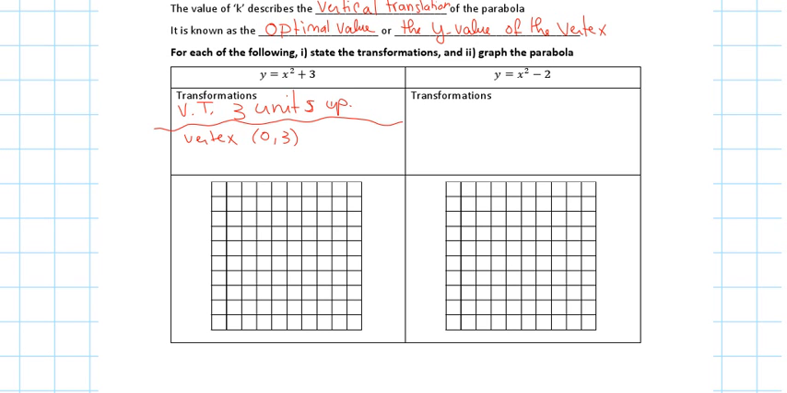Good. Now, step pattern? 1, 3, 5. Are they going to be any different? No, because what's my A here? 1. And the only time the step pattern is going to be affected is if A is other than 1. So, vertex is at 0, 3.